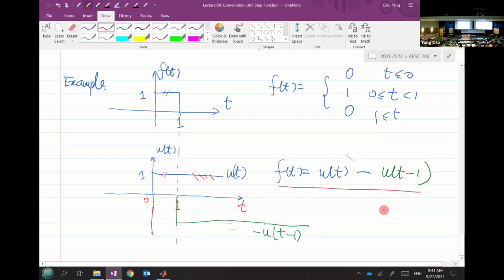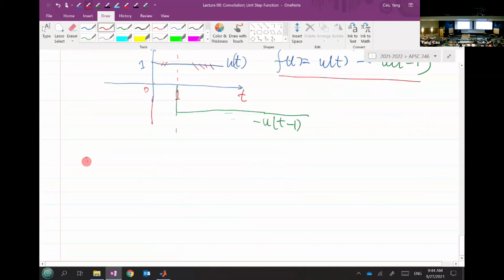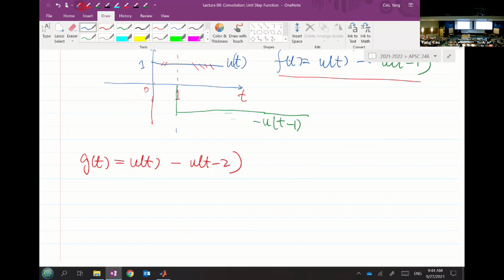So what about if I have a function g of t equal to u of t minus u of t minus 2? Exactly. That's what I want you to, as a reflection, now in the future, establish what type of box we're talking about here. Very good. The reason I'm trying to make you memorize this is because we can use this box as a cookie cutter.